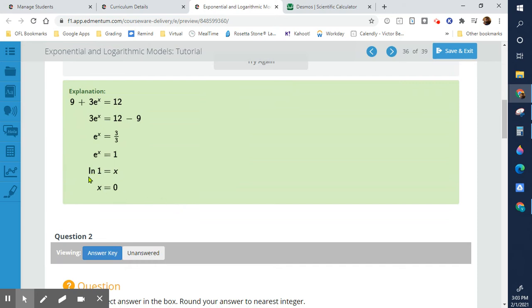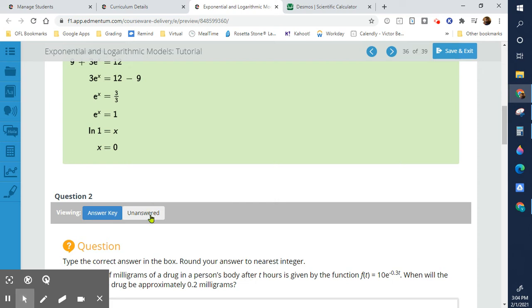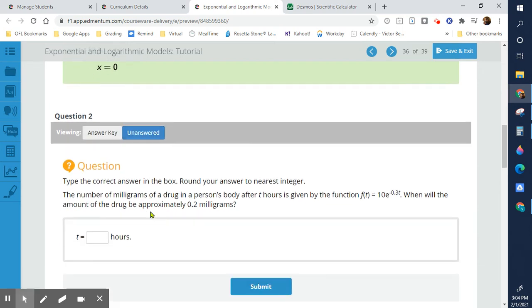So this is asking: e to what power gives us 1? e to the 0 power gives us 1. It's just a little weird to see it because we don't see it as log base e of 1 is x. So just keep that in mind. ln is log base e. Let me clear this out.